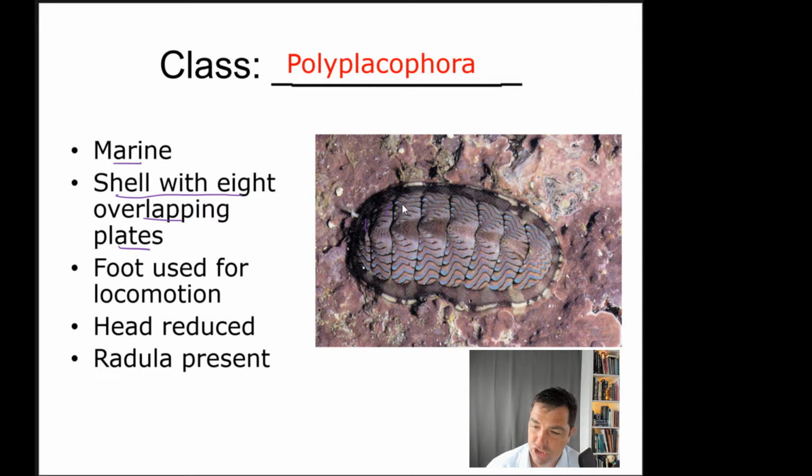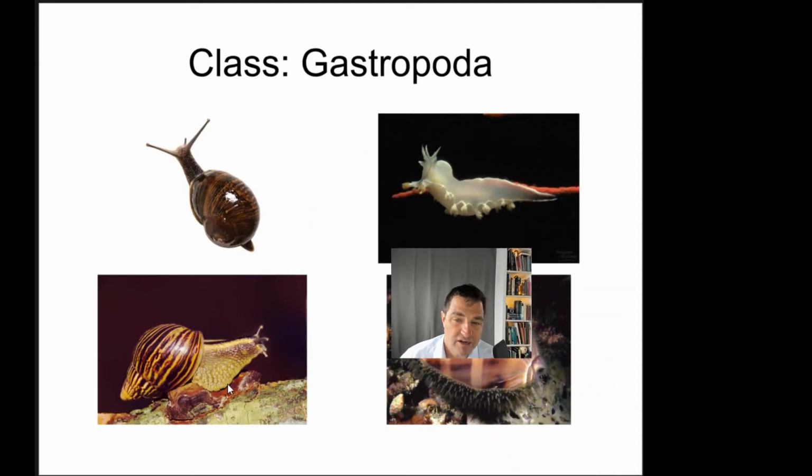If you count them, 1, 2, 3, 4, 5, 6, 7, 8 overlapping shells in the Polyplacophora. They have a foot that's used for locomotion. They have a reduced head also, and they have a radula. And on tide pool trips, you can find these animals on rocks where they hold on to the rock with that muscular foot, and they use that radula to scrape food and algae off of the rocks.